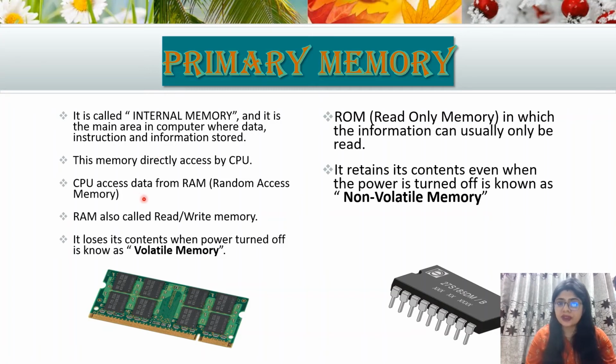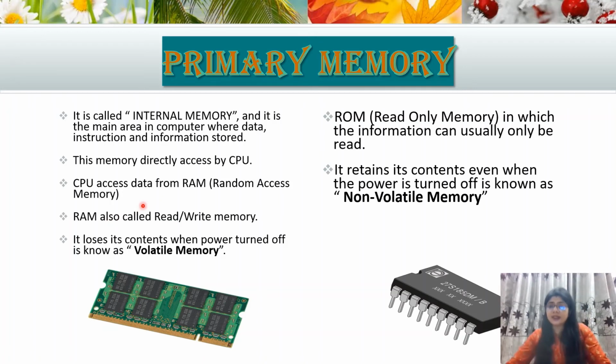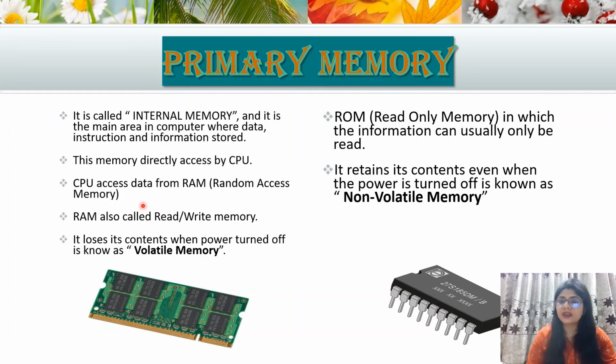That is why the higher the speed, the higher the size of RAM in your computer, the faster your computer will work. Always remember this: the more the size of the RAM, the faster the computer works. RAM is also called read-write memory. Why? Because in RAM we can read and we can also write something. That is why it is called read-write memory.